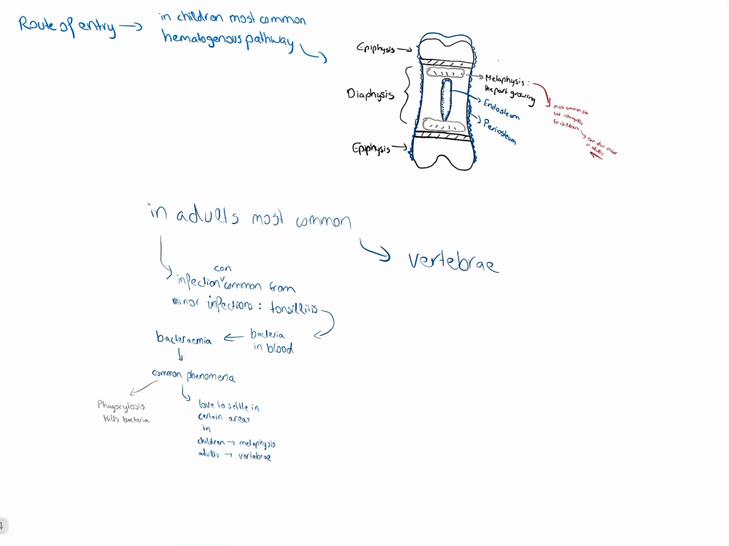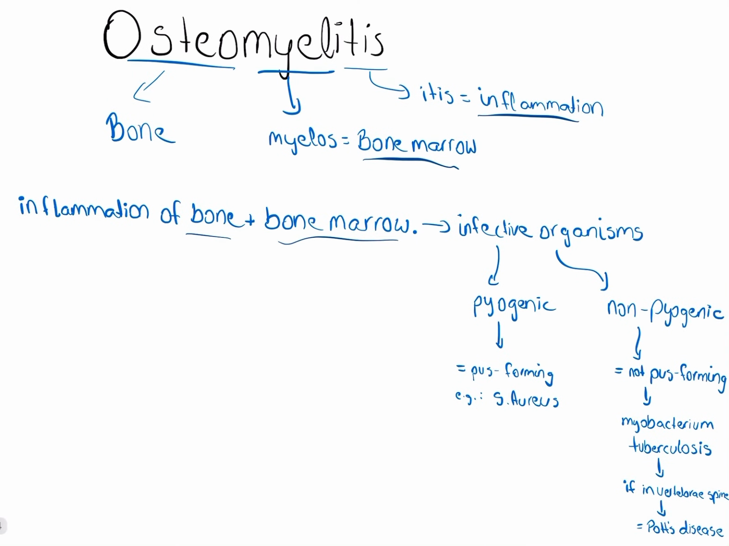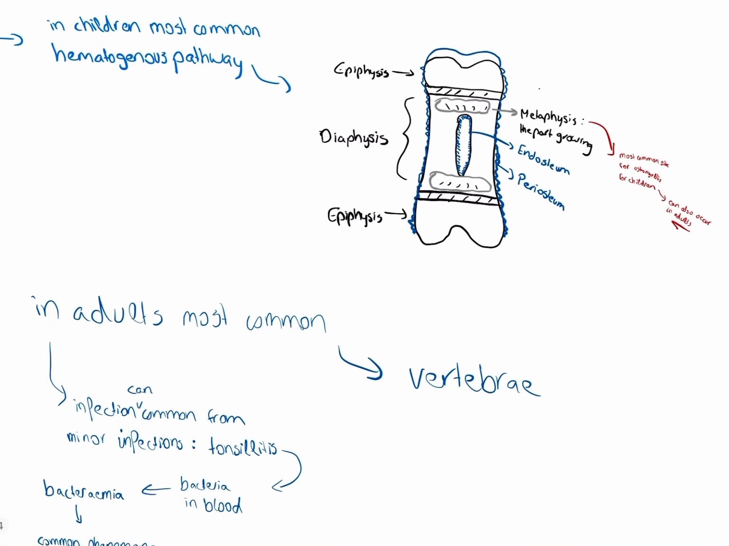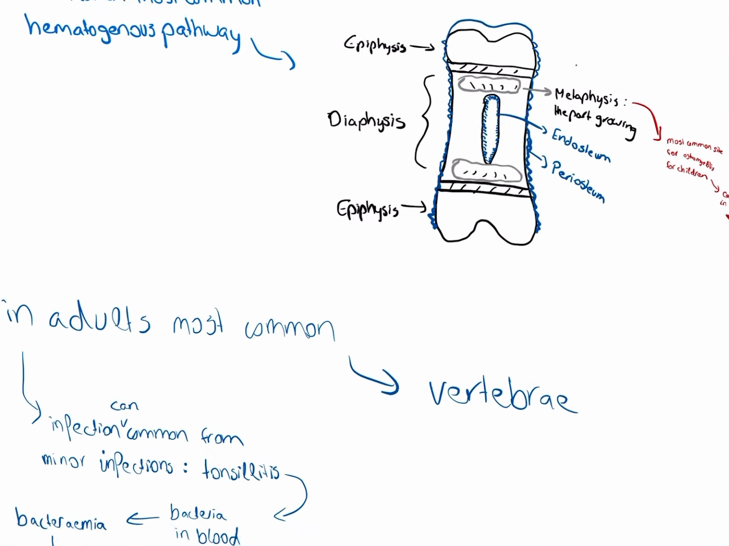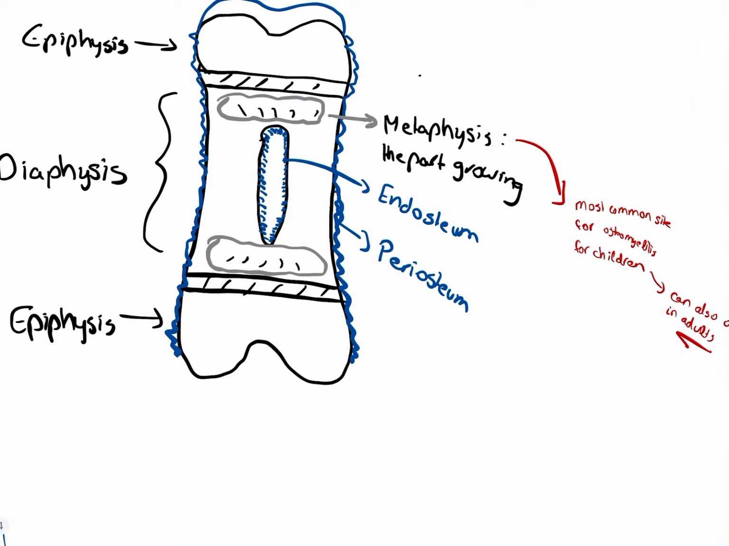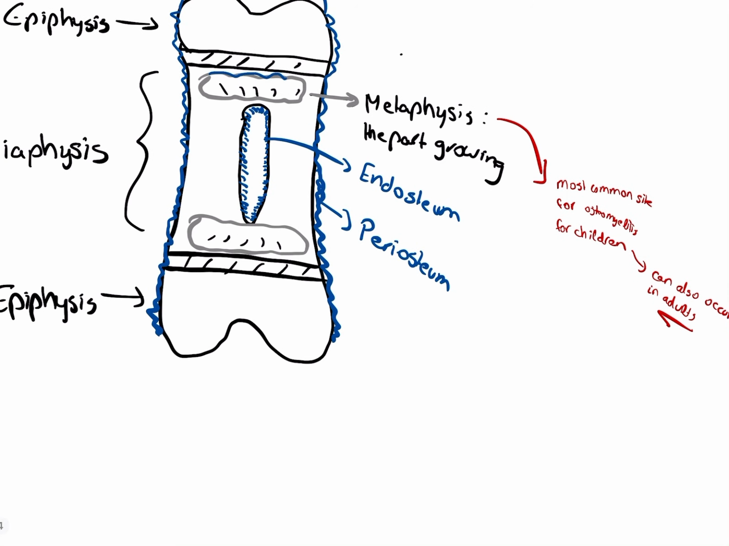So, there are different types of routes of entry of bacteria into our body, or especially into the bone, as we have the topic today, osteomyelitis. In children, the most common pathway is the hematogenous pathway. We have here a bone. This part is called the diaphysis, and here at the top, the epiphysis.